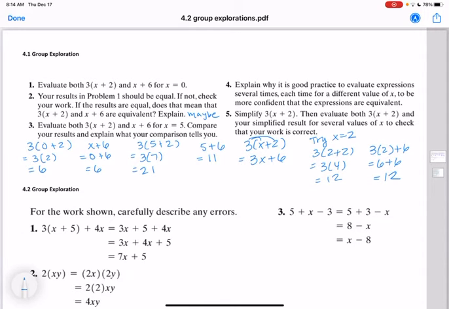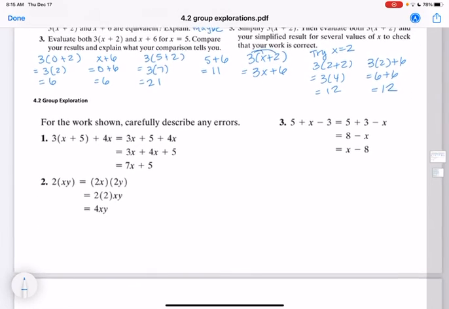Okay, so if you simplify 3 times the quantity x plus 2, distributing, you get 3x plus 6. And it said try several values. So if you picked a few, hopefully they all ended up being correct. I just picked one to show you that it does work out with x equals 2. I got 12 for both. All right, very nice.